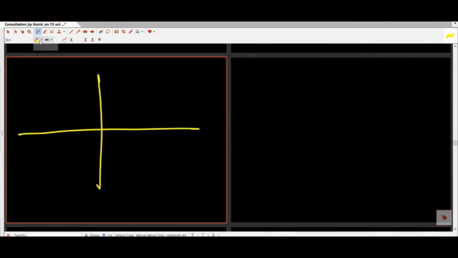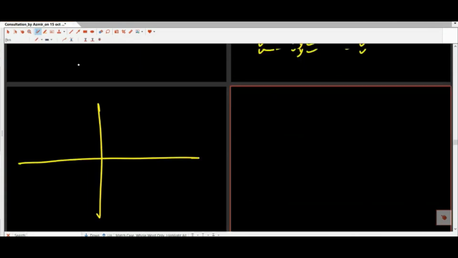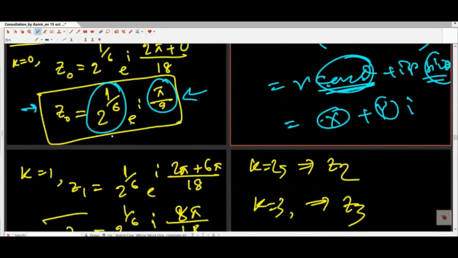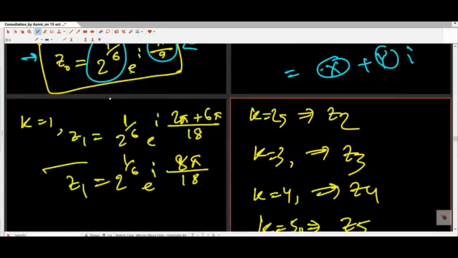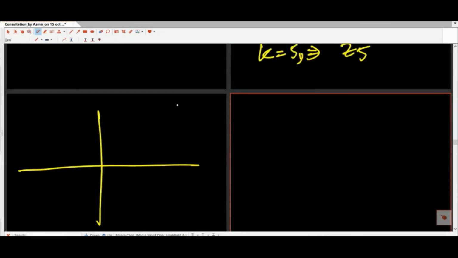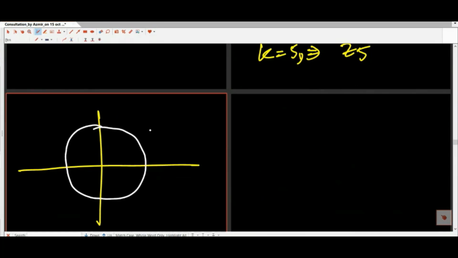So all the solutions will have the same radius, because every time we have the same radius, 2 power 1 over 6. You can see 2 power 1 over 6, which is a decimal value. So let's say we have a circle with radius 2 power 1 over 6. All the solutions that we have lie on the circumference.